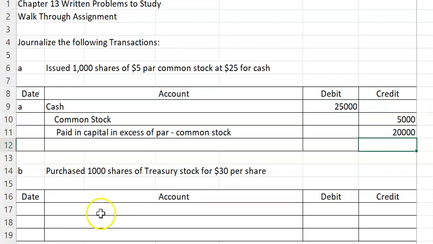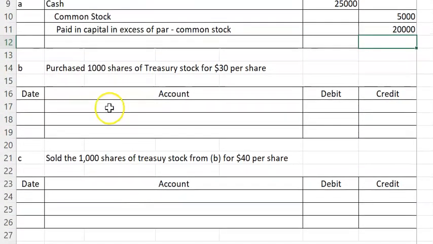Looking at letter B, purchased 1,000 shares of treasury stock for $30 per share. So whenever we purchase something, we know we're going to be paying out cash. So what are we getting? Well, we're getting treasury stock, which has a negative impact on capital. So instead of having a credit balance, it has a debit balance. And we purchased 1,000 at $30, so 1,000 times 30. And we paid cash for this. So we're going to credit cash for the same $30,000. In treasury stock, we don't care about par value.